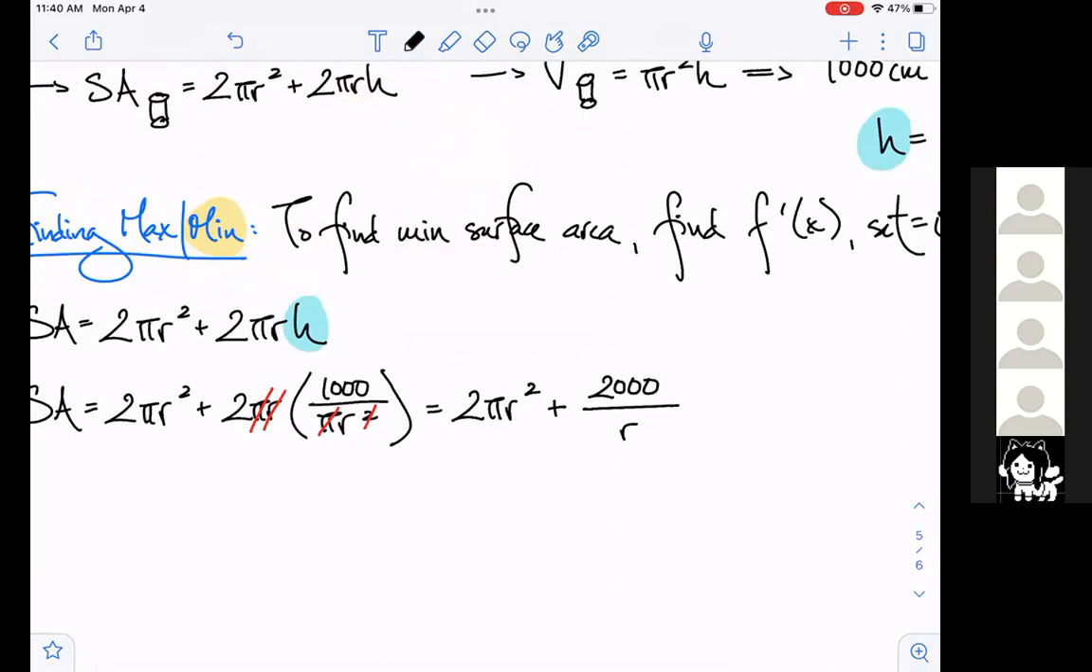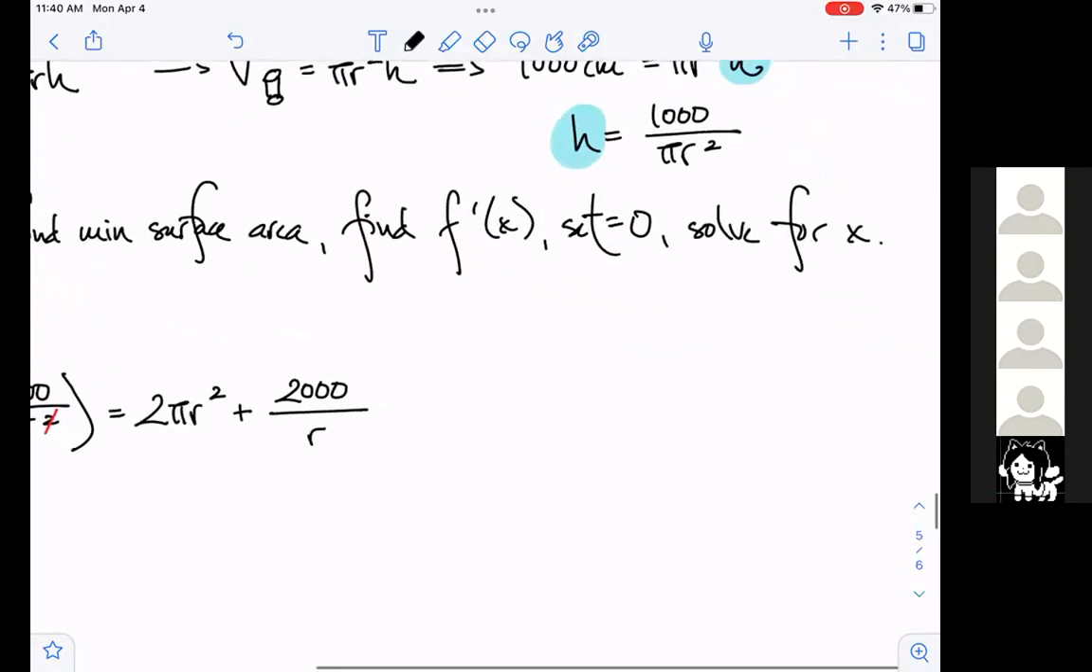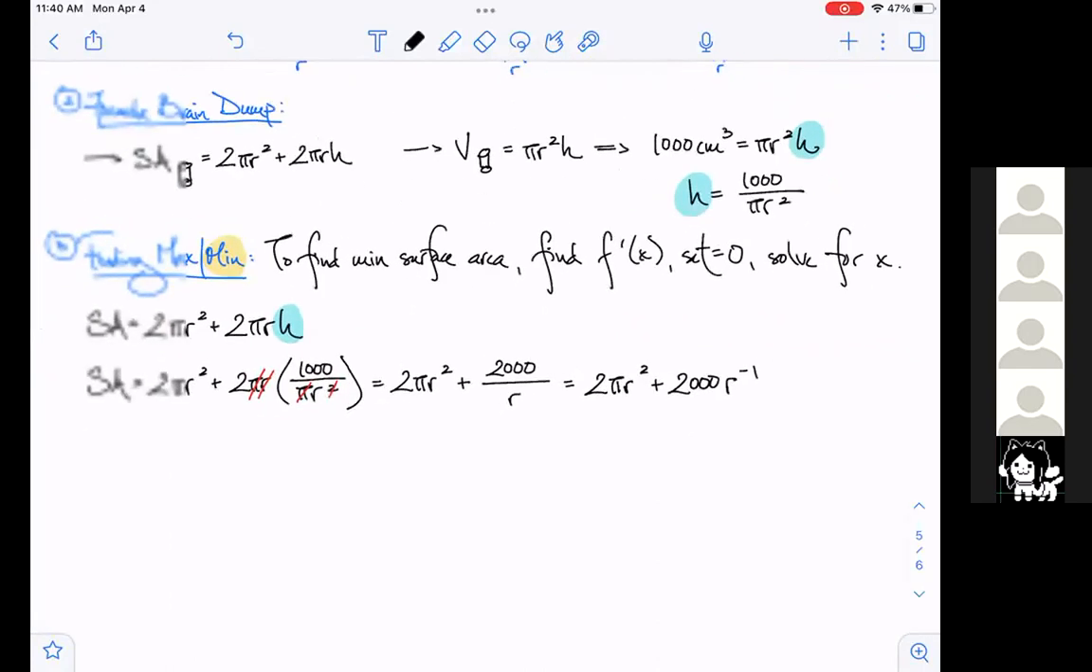Okay. Now, better yet, though, I'm going to be taking a derivative, right? Before I even got caught up in any of the algebra, I said, I want to find the derivative, I want to set it equal to 0, and I want to solve for x. I know I have to take this derivative. What might you suggest someone do with this second term so that they don't make that really easy mistake to make here? Yeah, we're going to rewrite this. 2 pi r squared plus 2000 r to the minus 1. Okay.